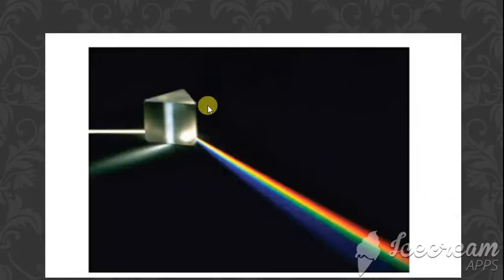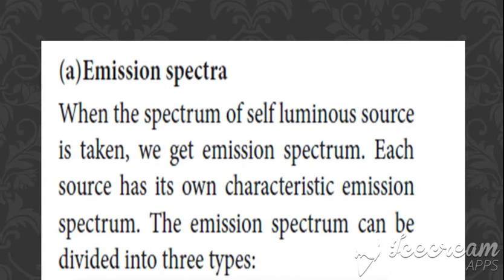So we have this prism. This prism is being passed with a white light. When you see this white light, it has been split into 7 colors, and these 7 colors form a spectrum. And the plural for spectrum is what? Spectra. Clear? Then we are going to see what emission spectra are.